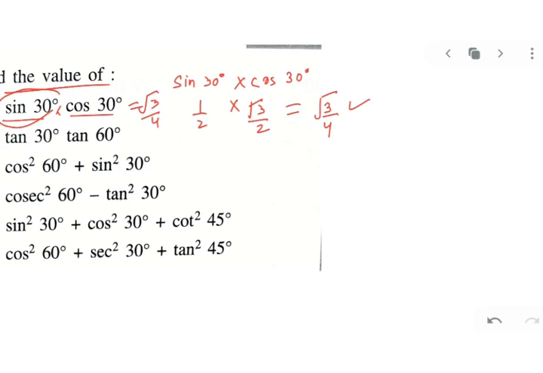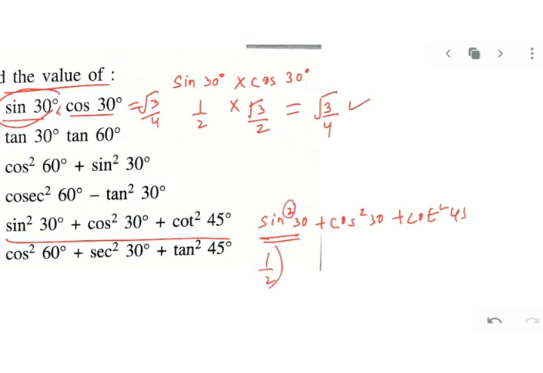Okay? Now I'll go on to the fifth problem, and it says sine square 30 plus cos square 30 plus cot square 45. Now what is the value of sine 30? The value of sine 30 is 1 upon 2. Because there is a square here, I put a square. Then cos 30, what is its value? It is root 3 upon 2. I have a square here, I'll put a square here. Cot 45, look at the table, cot 45 is 1. Again a square here, I'll put a square.